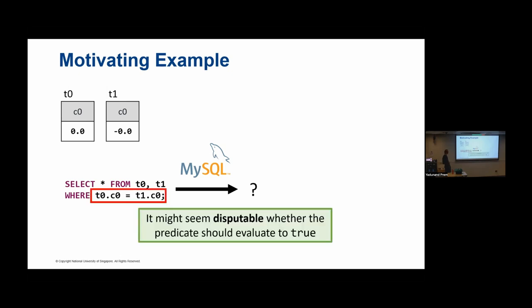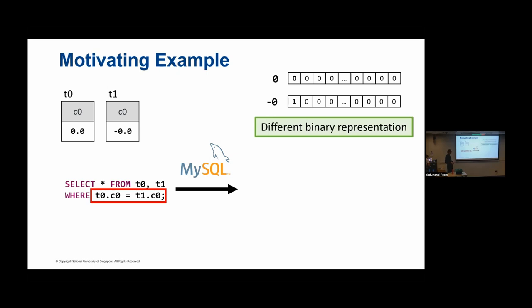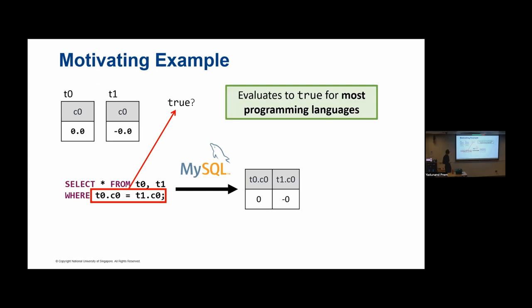I think most people are hesitant because it's actually quite disputable, right? Whether the predicate here should evaluate to true or false. Because if we look at the binary representation of these two floating point numbers, then we realize that the sign bit differs, right? There is a zero and a one for the sign bit. And based on this, it might be that this predicate evaluates to false. And in this case, MySQL would return an empty result. But it's also plausible that the predicate evaluates to true here, because this is actually the semantics that most programming languages like C or Java provide.